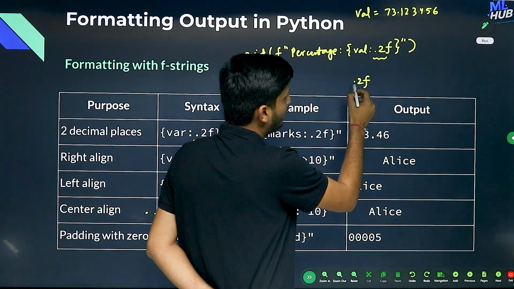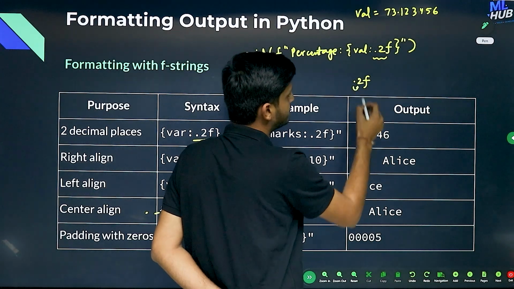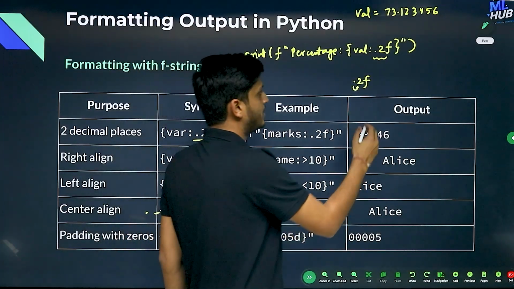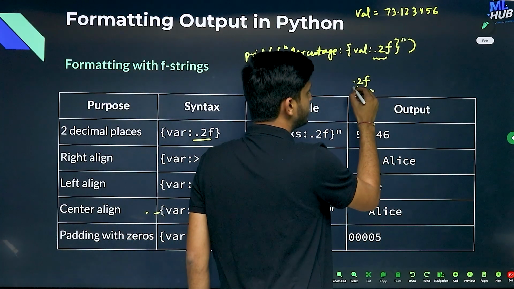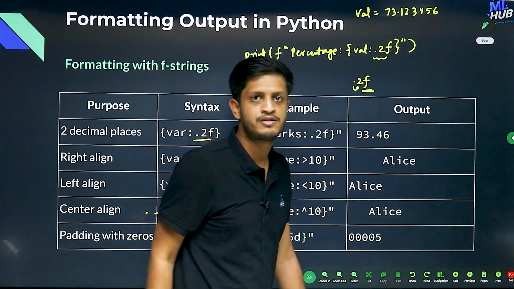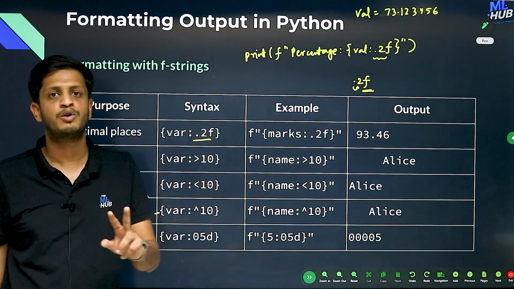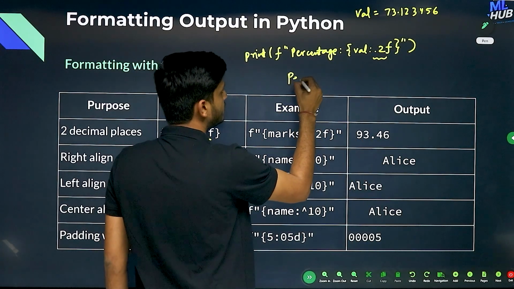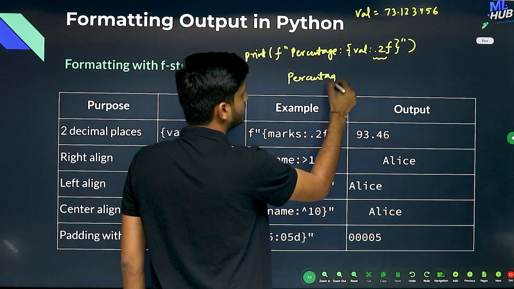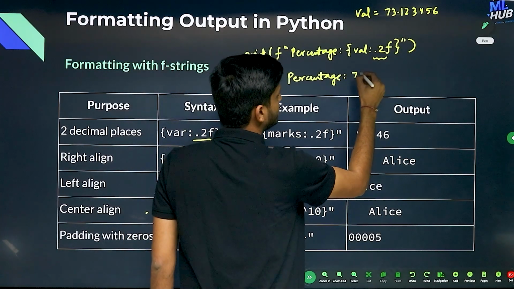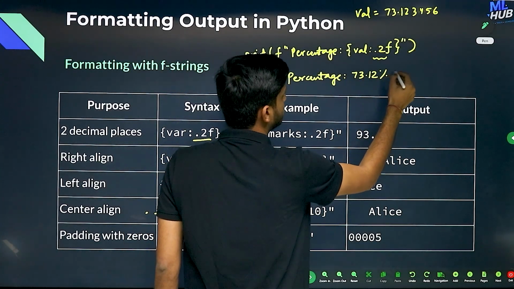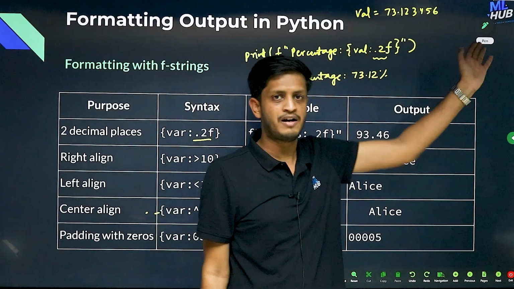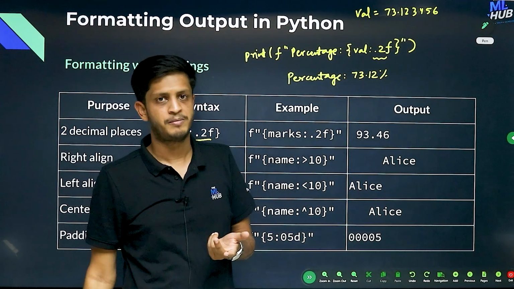Point 2f means after the decimal take 2 places. After the decimal take only 2 places in a floating point number. So it will print only 2 decimal places, and it will automatically round the output. So if I print it using this, the output will be percentage, and then the output 73.12%. Okay, this will be the output. And for every student, no matter how many decimal places you have, the output will be beautified and only 2 decimal places will be taken.